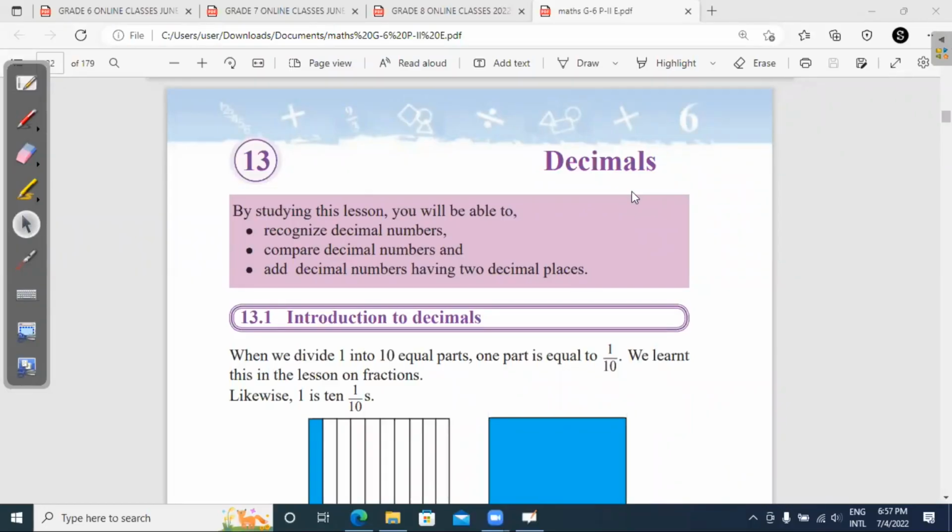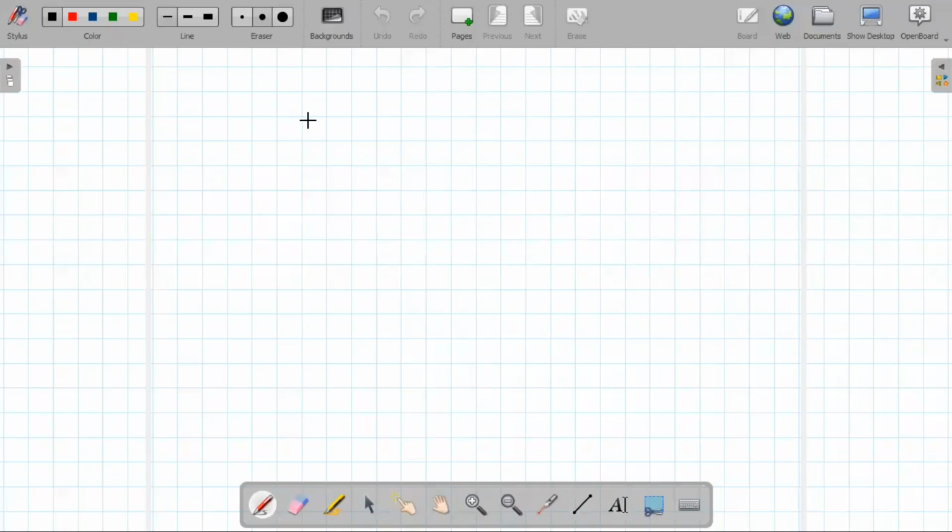Today we are going to talk about the chapter decimals, right? In this decimal chapter, we are going to talk about the numbers which we can write after the whole numbers, which means something like this: 10.652. Here, this dot is called the decimal point, and these numbers are the decimal places.